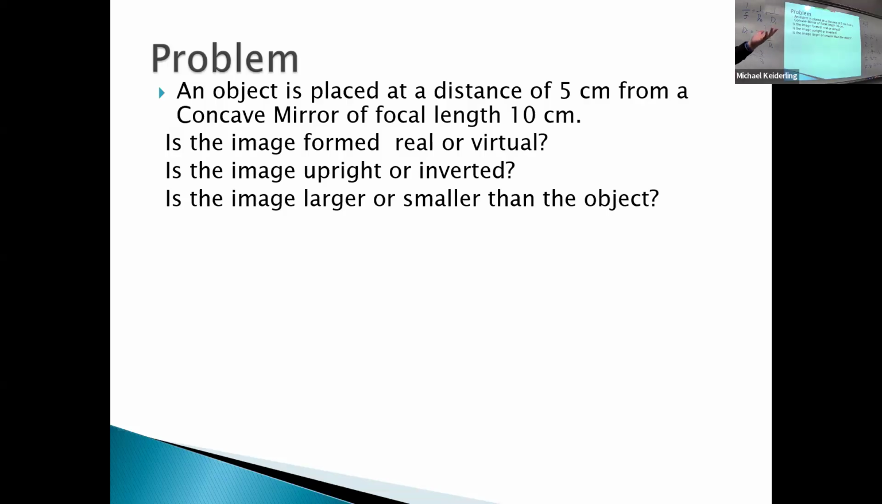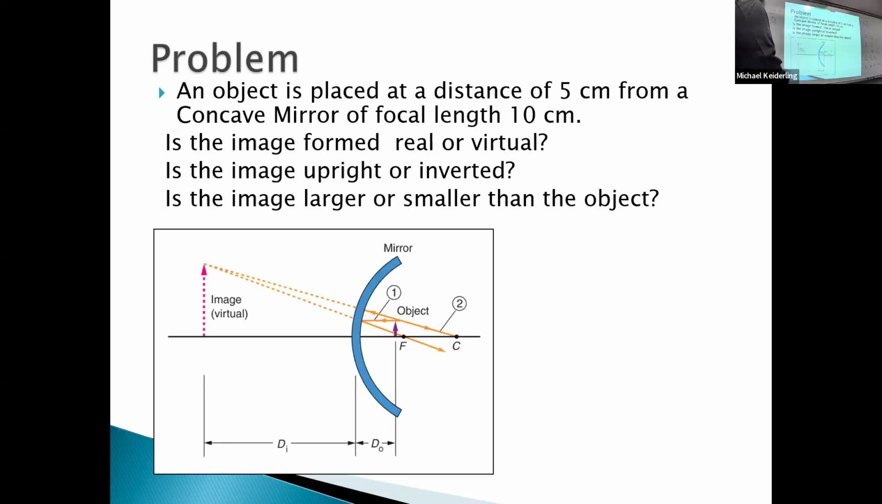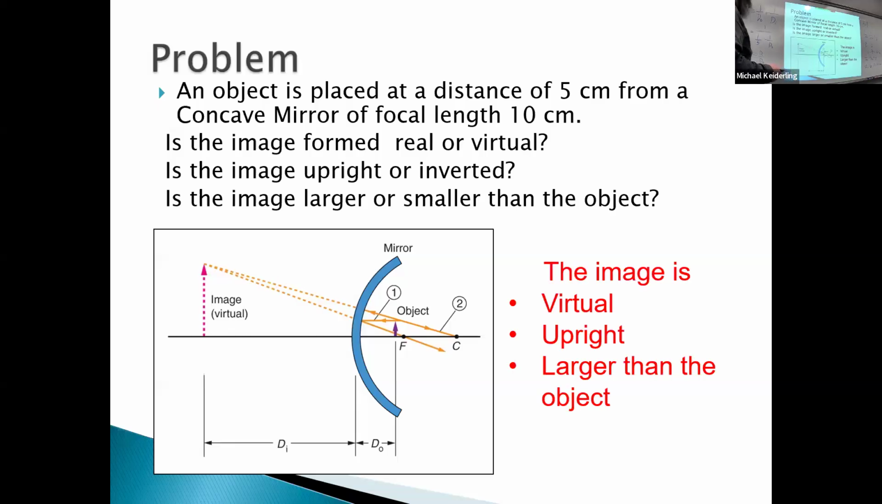So here, the closer you get to a mirror, the more it acts like a plane mirror, a flat mirror. Here, the image will be virtual, larger than the object, and upright. Virtual and upright, and larger than the object.